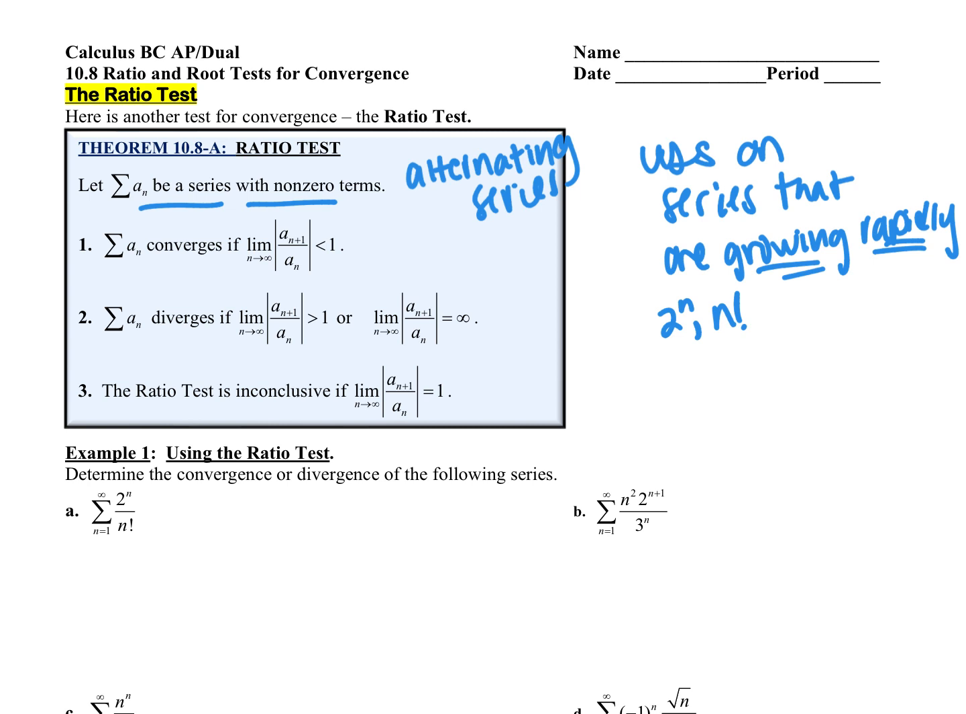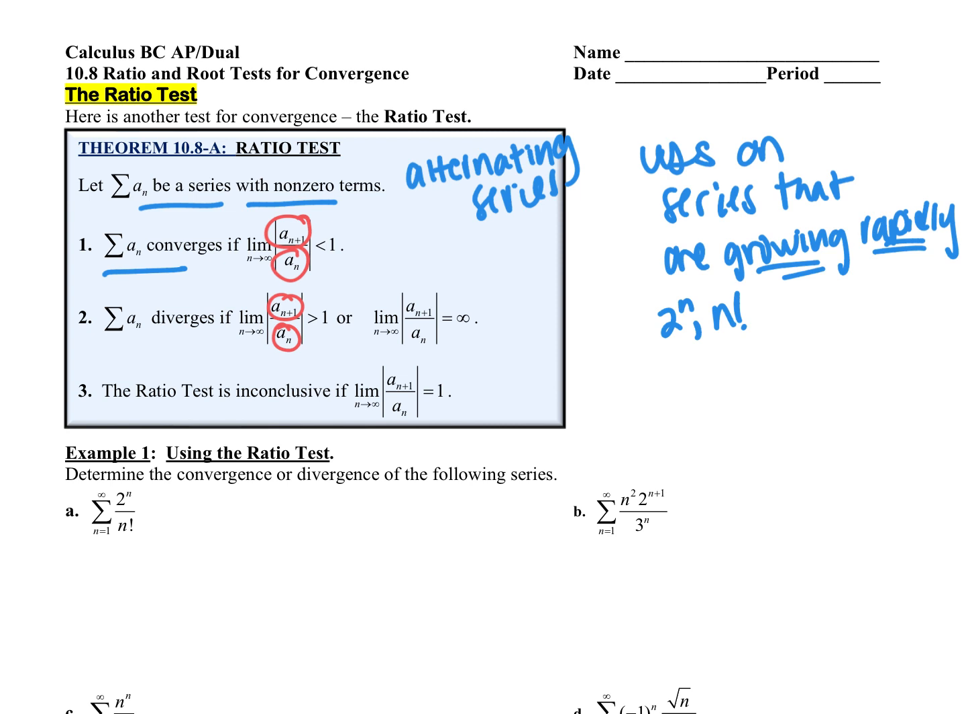So the ratio test says that the series converges if the limit as n approaches infinity of a sub n plus 1 over a sub n is less than 1. So what does this mean? This means if the next term divided by the previous term is less than 1, right? So the ratio of the next term divided by the previous term being less than 1 means that the next term is getting smaller than the previous term. Whereas here, if the next term over the previous term is bigger than 1, then it's getting bigger, okay? Or if the limit equals infinity, then it diverges.